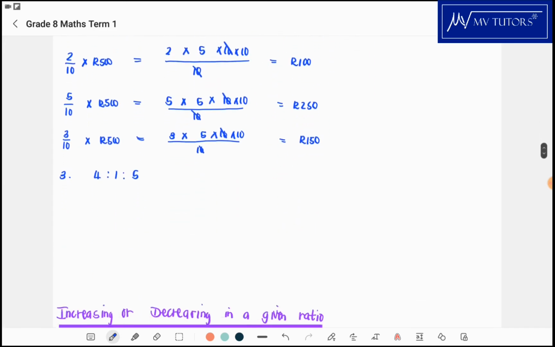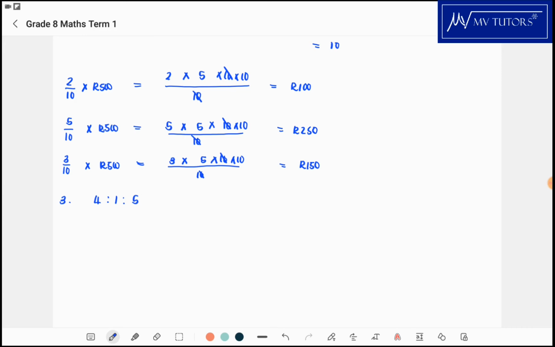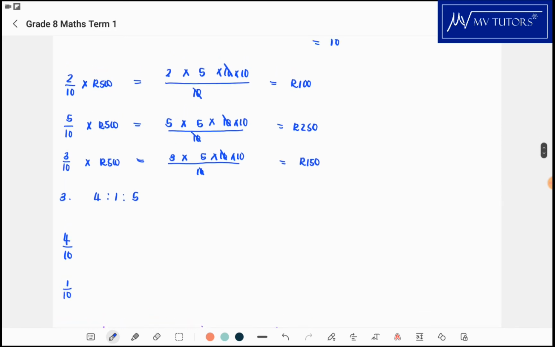Okay, and then lastly, this is now the ratio 4, 1, 5. Alright, so we need to get the total number of parts. So it's 4 plus 1, which is 5, and 5 plus 5 is 10. So now we're going to say 4 out of 10, 1 out of 10, and 5 out of 10 parts. I'm just going to multiply it quickly. So we have 500 Rand, so 5 times 10 times 10. Okay, so we divide the tens, and then 4 times 5 is 20. 20 times 10 is 200 Rand.